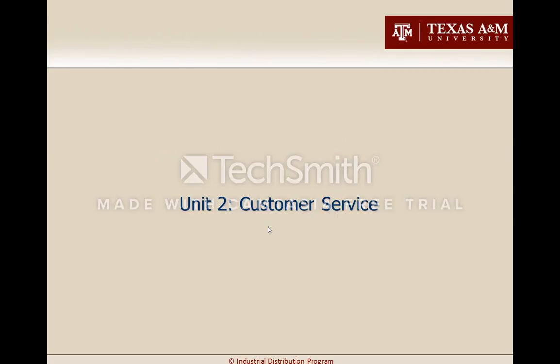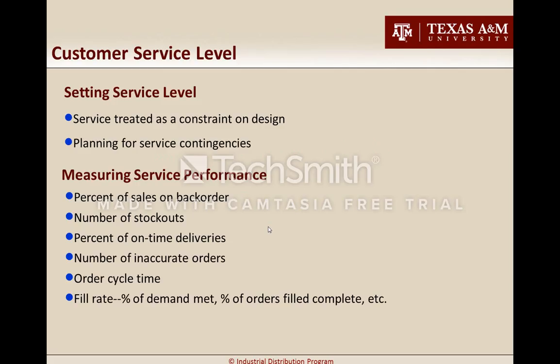Today we are going to talk about the customer service level, specifically setting customer service level targets and then measuring the performance. Now, usually customer service is treated as a constraint in supply chain design. What that means is you have an objective in terms of customer service level. For example, you may have next day delivery as your objective. Given this objective, you design the network.